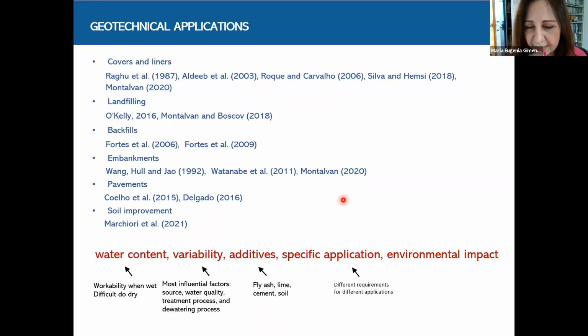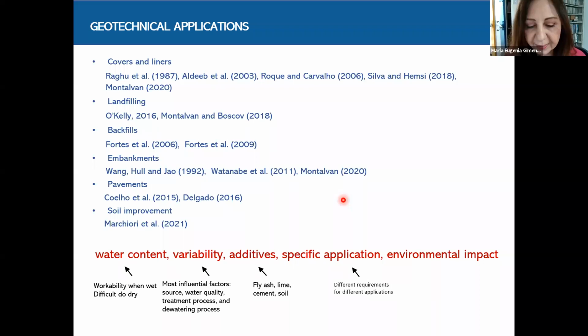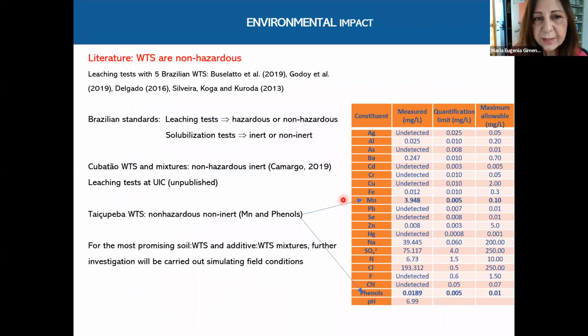The specific application is also an issue because there are different requirements for different applications. The requirements, for instance, for building a dam are different from filling a trench or using the material as pavement base. As for environmental impact, according to the literature, most WTS are non-hazardous.